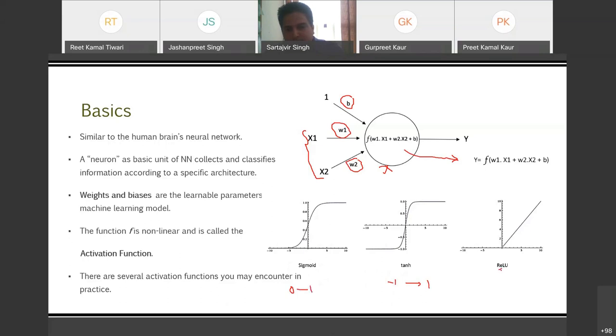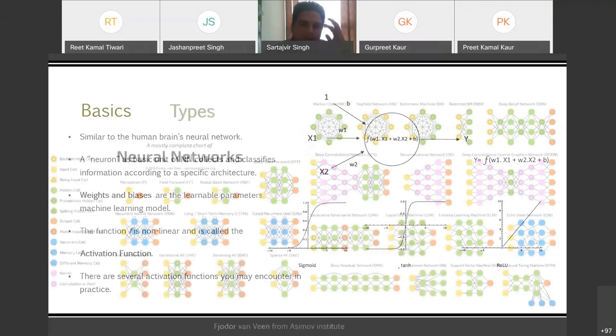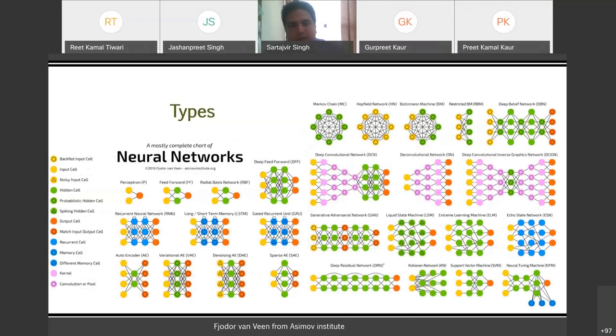And there is ReLU, which is referred to as a rectified linear unit. It takes a real valued input and gives you the output, and it just changes the values on the negative side to 0. So that is the function of the ReLU, and there are various types of neural networks, and I will try my best to cover as many as possible.